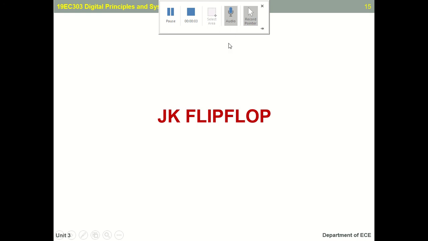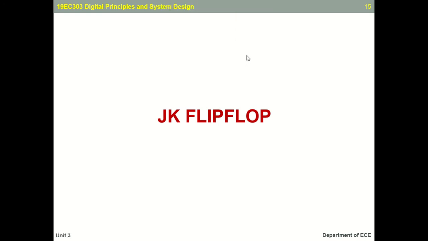Hello all. In the previous topics on sequential logic circuits and the SR flip-flop, we discussed the fundamentals required for the design of circuits, the difference between combinational and sequential logic, what a flip-flop is, and the first type of flip-flop, the SR flip-flop, called the set-reset flip-flop. In other words, it is also called the reset-set or RS flip-flop. We have studied that.